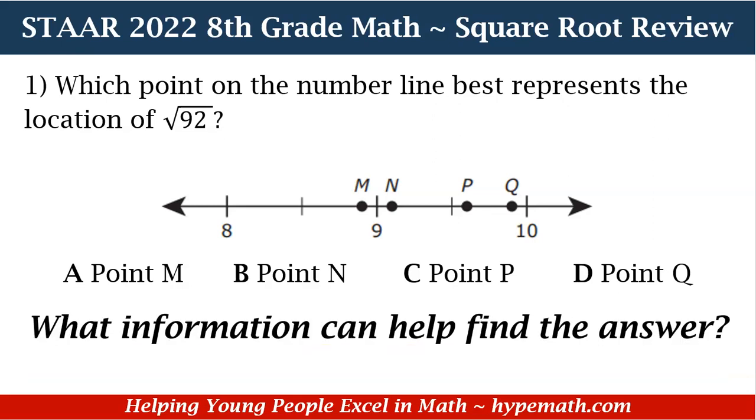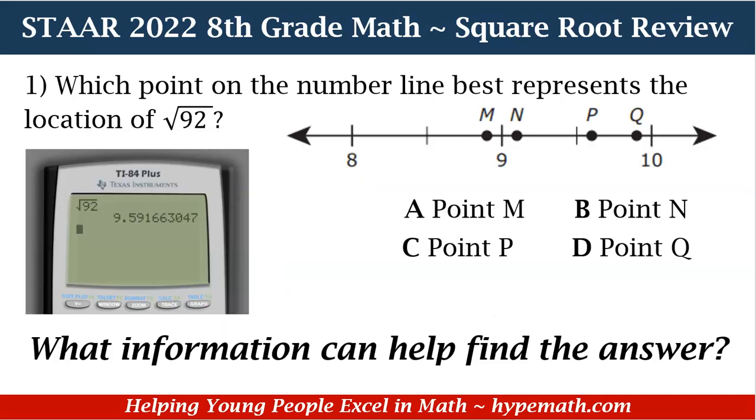So always solve your problem first, then once you have your answer, look at the answer choices. Next question we need to know is, what information can help us find the answer? Well, the information that can help us find the answer is finding the square root of 92. That is the information that can help us find the answer. If you notice, I haven't said anything about the answer choices yet. I'm just walking along and answering my problem, and then I'll compare it to the answer choices.